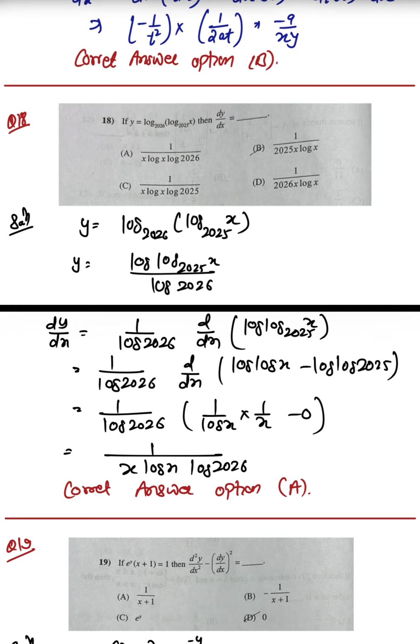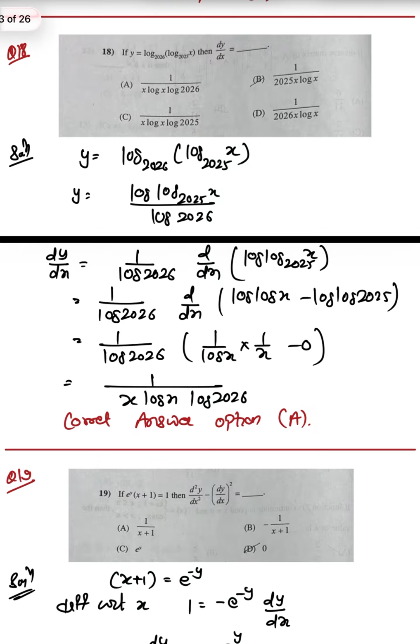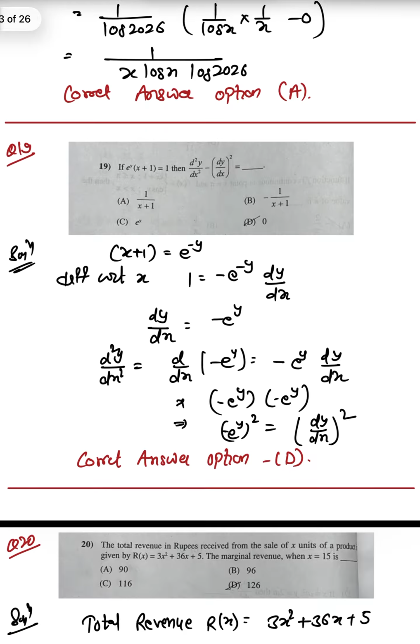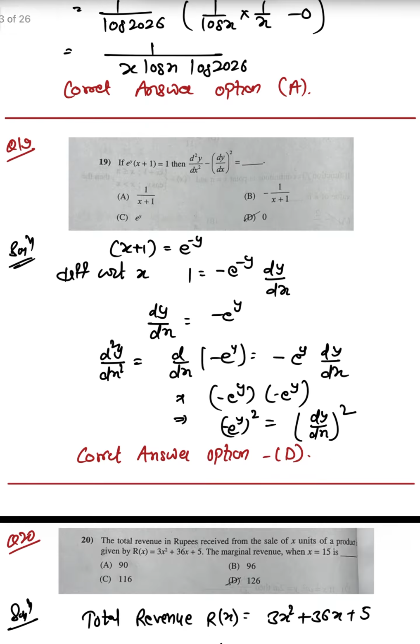So again we can write log m, the log as log x by log 2025, and then log m minus log n. If we differentiate, we will get this, and option A is correct. Next, e raised to power y times (x plus 1) is equal to 1. Then we have to find d square y on dx square minus (dy by dx) whole square.